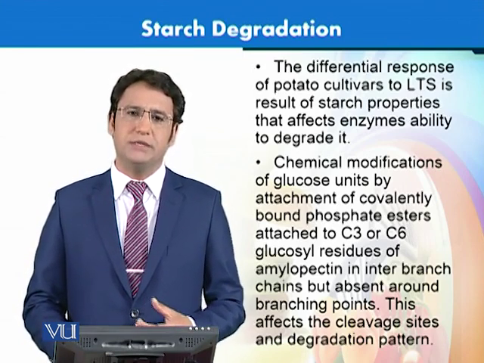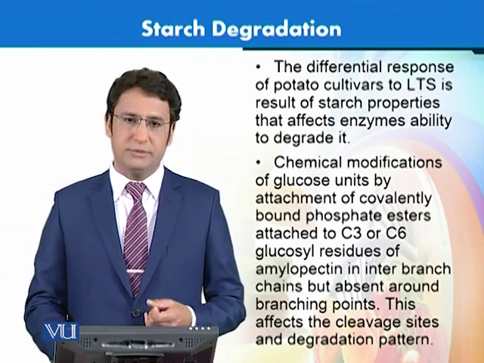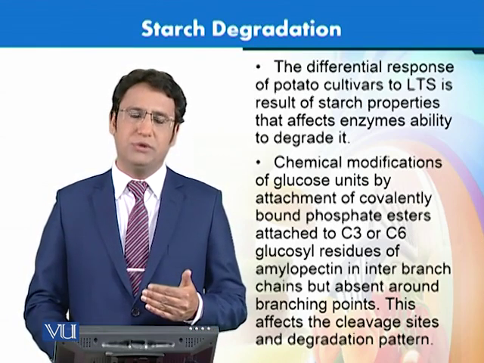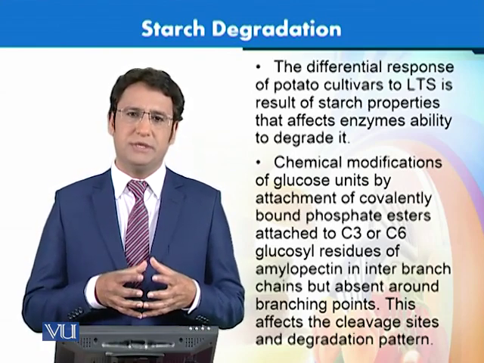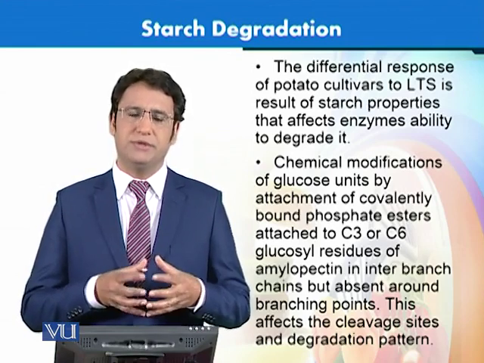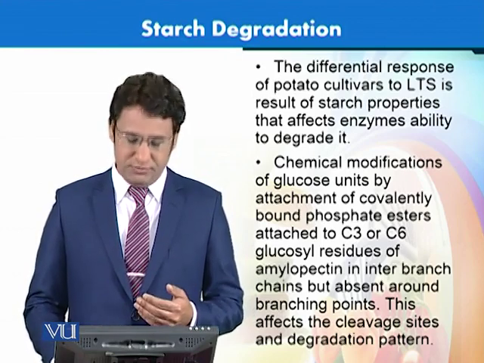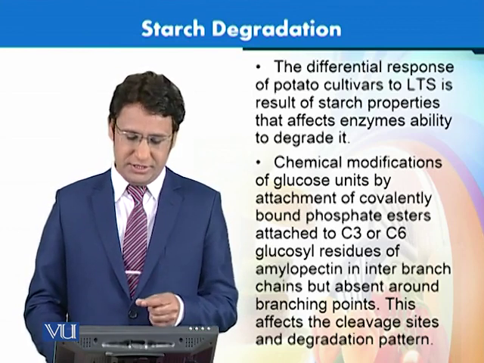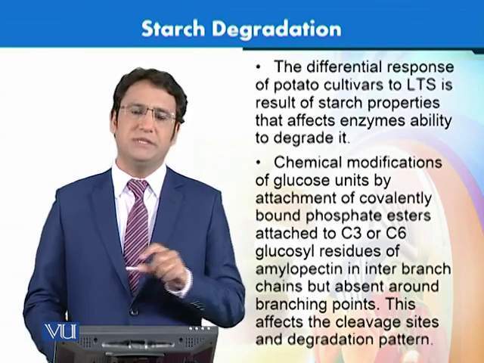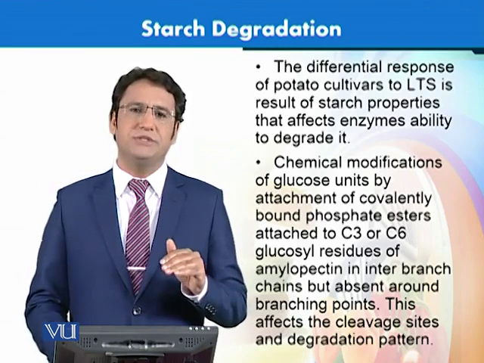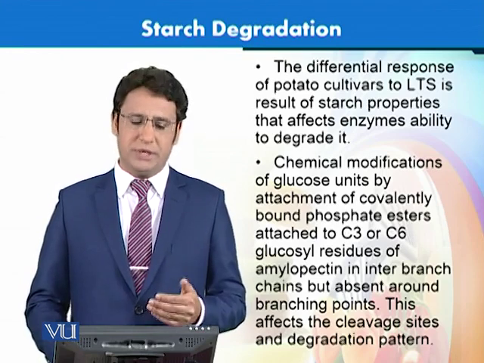This happens in the interbranch area, and not at the branching points. Once these esters are attached, they make a weaker area in the chemistry of these branches, so they can be cleaved at this stage. These are the weaker areas of the chain because of the phosphate esters attached to the branches of the amylopectin, and once attached, they make the starch more prone to degradation or breakup by the action of different enzymes.